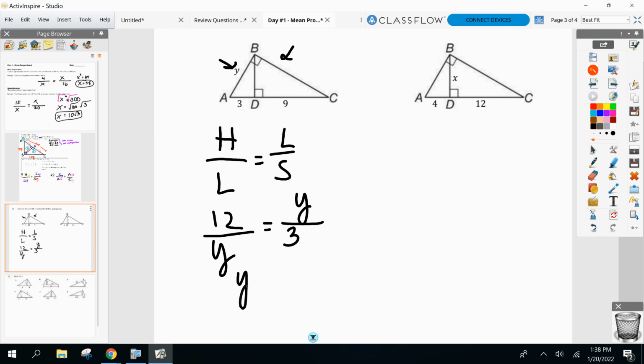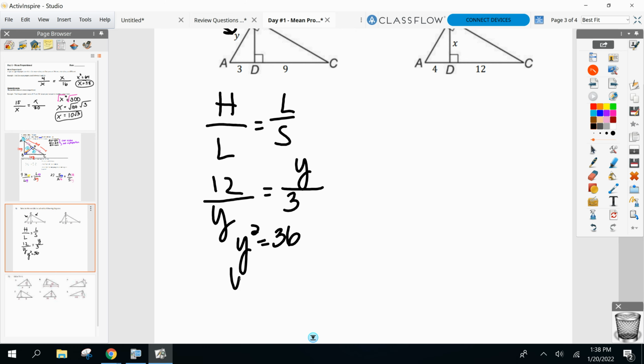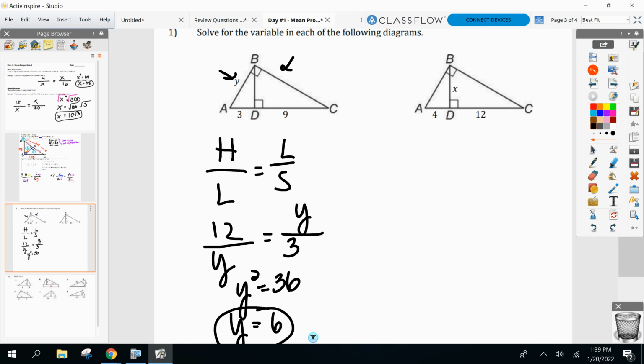And now we go a little algebra. Y squared equals 36. And I get it, right? It's plus or minus 6, but you have a diagram. So it's not minus 6, just positive 6. All good? Questions? All right, go on to the next one now. Right triangle, altitude to the hypotenuse. Is the altitude involved here? Yes. So now I want to use SAS.